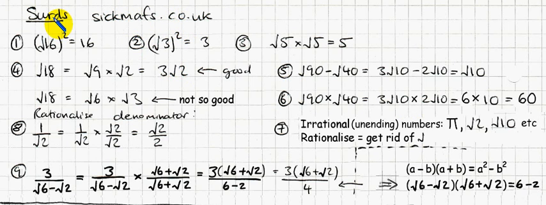This video is about surds, that means stuff using square root signs. Here's example number 1. What happens when you square root 16 and then square it again? Well, square root of 16 is 4, if you square it again, 4 squared is 16. So come back to what you started with.